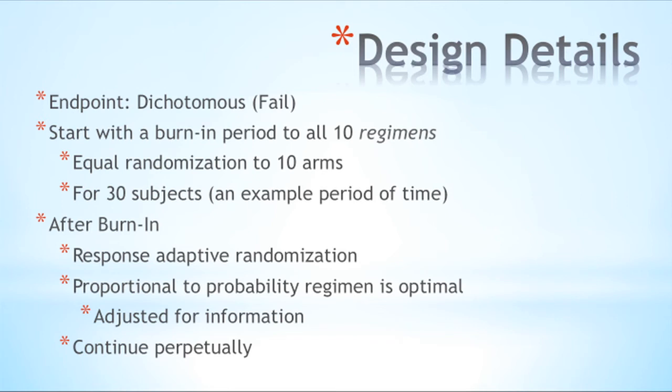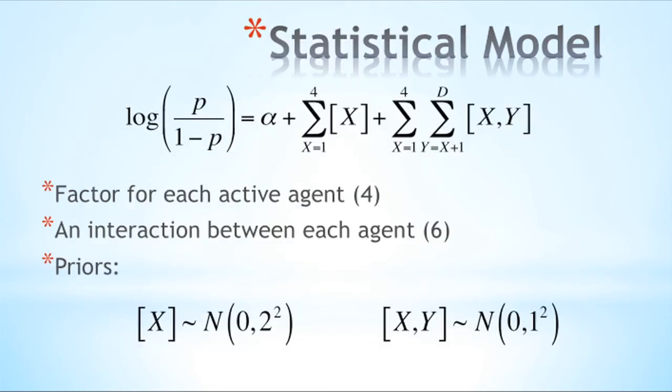This continues in perpetuity. Now we'll stop it at 250 to evaluate operating characteristics, but you could imagine evaluating it at any time. We're going to use a simple statistical model with coefficients for each factor and then an interaction term for each of the combinations of them, with prior distributions for those terms. So 6 combinations, 4 single agents.